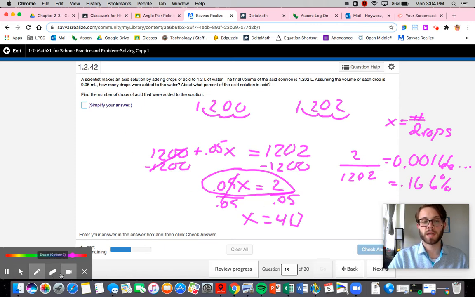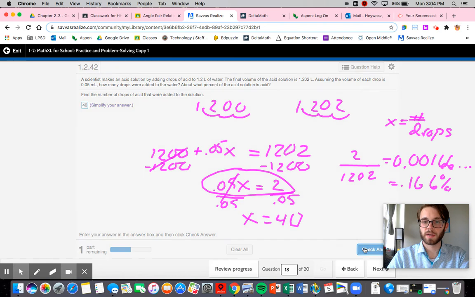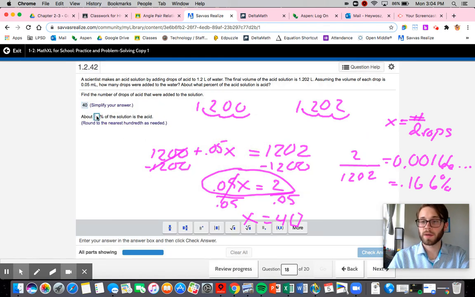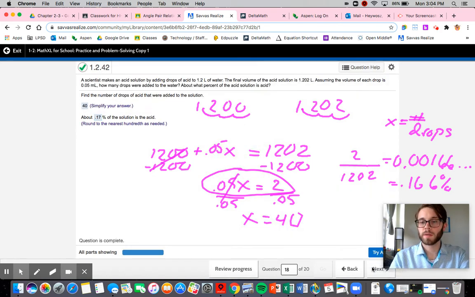And if you wanted to check that, you could plug it in. So this is asking me for the number of drops. So we're looking for 40 drops. We can check our answer. Excellent. And we're rounding to the nearest hundredth, so it'd be 0.17. Excellent. Okay, so let's move on.